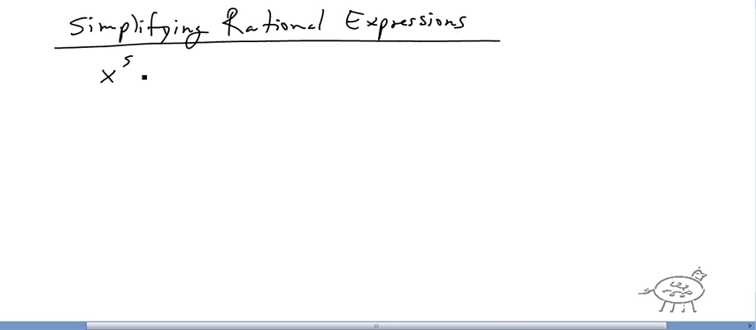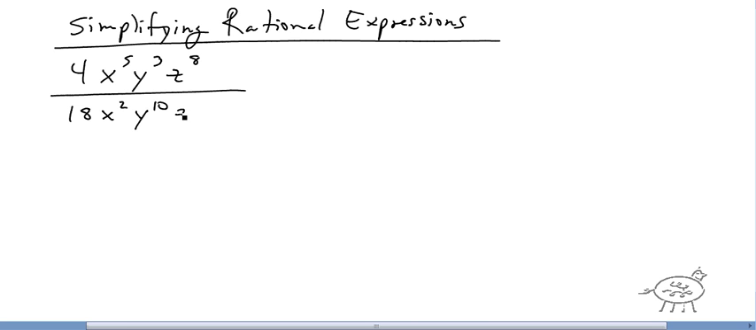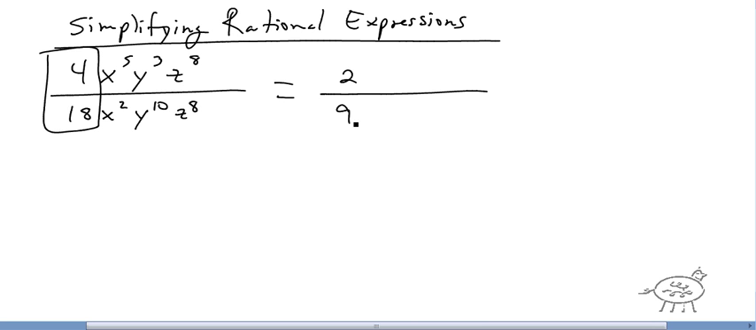Let's make it 4x to the 5th, y to the 3rd, z to the 8th, over 18x squared, y to the 10th, z to the 8th. So basically, remember, this part here, it's just like simplifying fractions. Okay, so it's 4 over 18. That reduces to 2 over 9. That's easy. And the rest of it's battle.